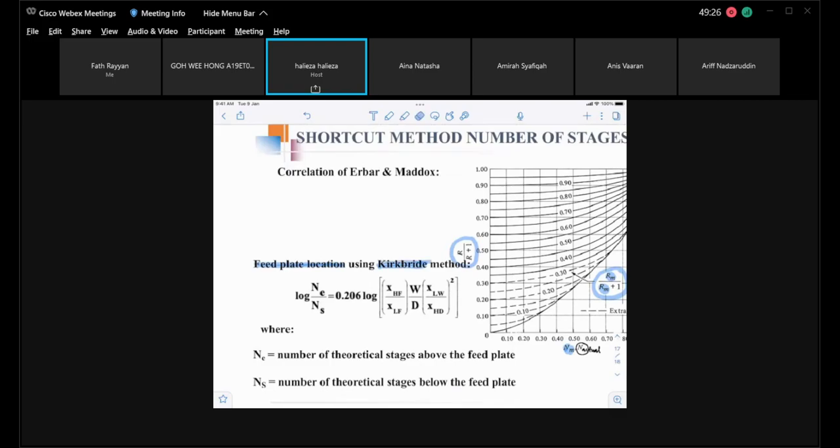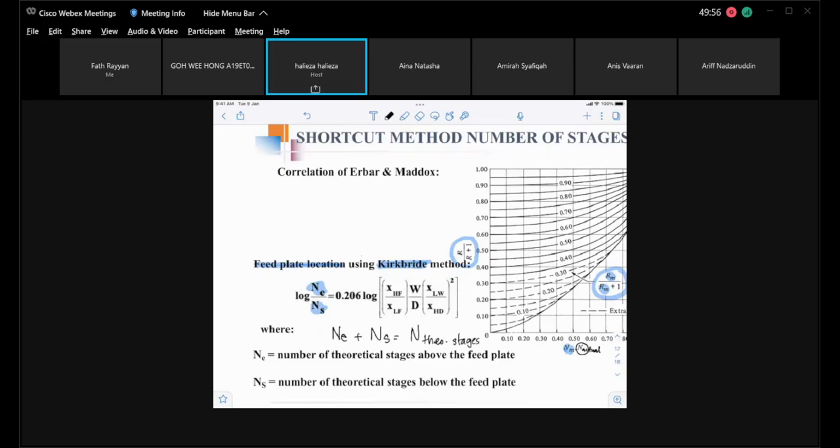So let me copy that equation. Okay, let's go through the equation. This is the number of enriching section. Subscript E is for enriching. Subscript S is for stripping. So if you total it up, the number of stripping sections plus the number of enriching sections should be the number of theoretical stages that you just obtained.